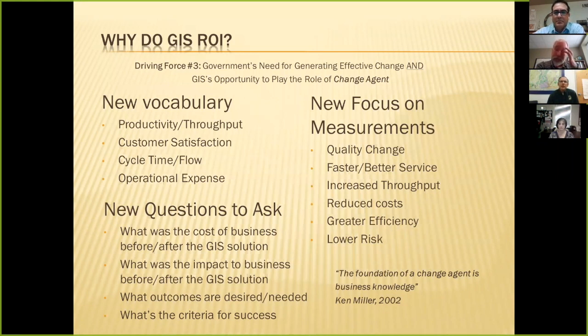And lastly, you'll need to develop some new questions to ask. These questions and more like this have everything to do with the adoption of a GIS ROI mindset. Your challenge then is to collect answers that focus on results, implement high value GIS solutions, and then communicate the difference that GIS produces to your organization.